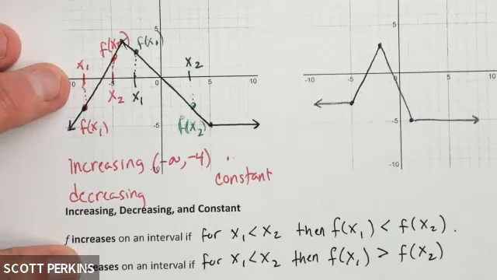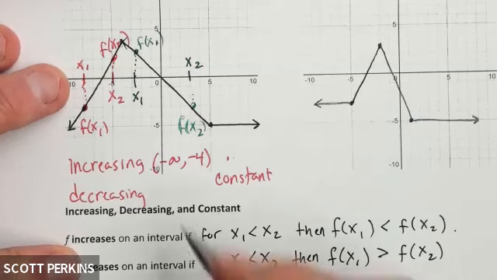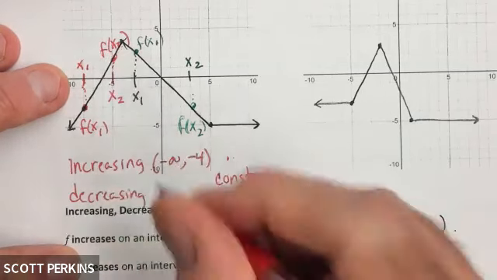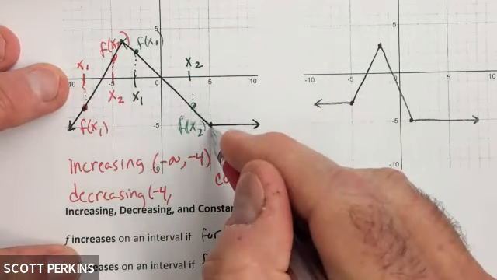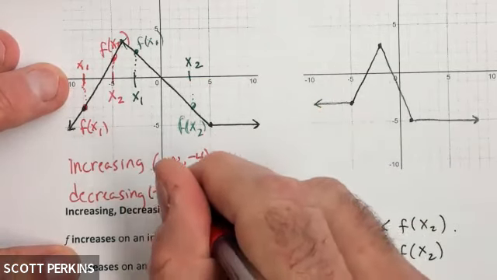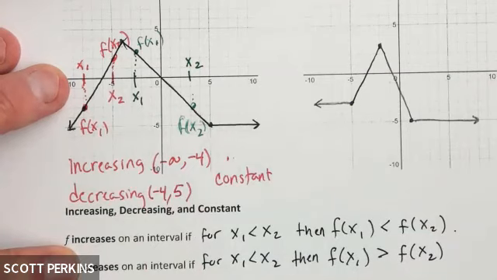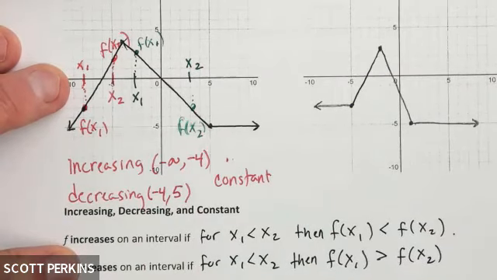So I'm now going to write the interval on which this is decreasing. It's decreasing from this peak up here, which we said happened at -4. And it stops decreasing right here at this elbow, which is at 5. So there's my interval, -4 to 5.